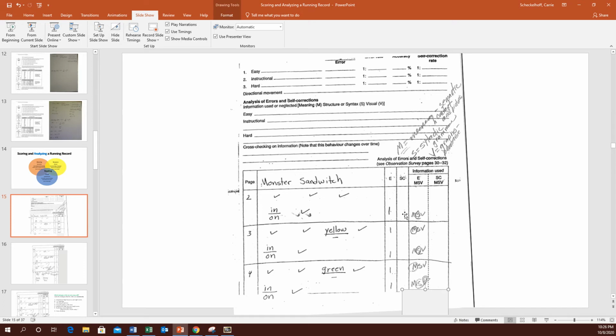So we only count things as either errors or self-corrections when we're counting the errors, but we analyze self-corrections at the error point as well as the self-correction point. Pause the video now, do your analysis on the rest of the book, and then restart the video to compare.